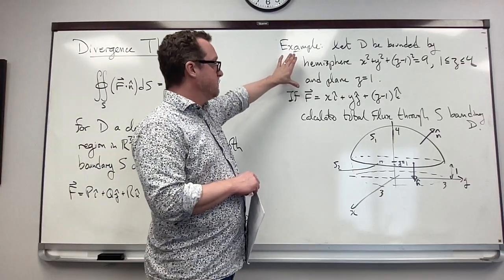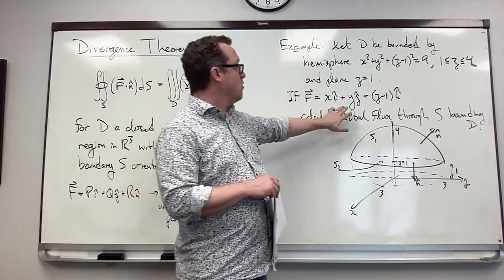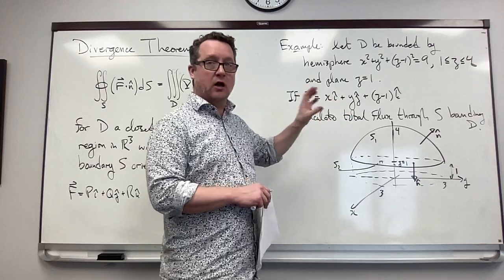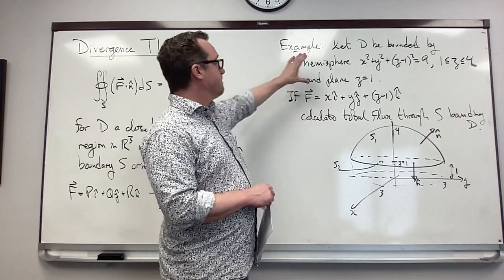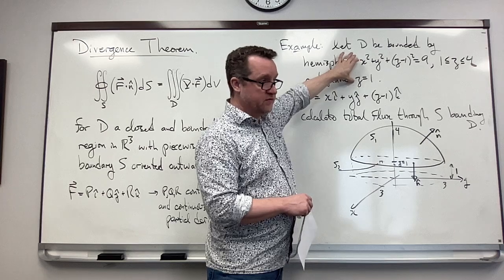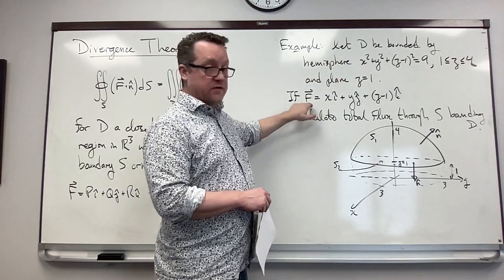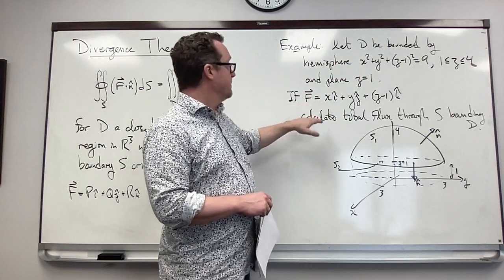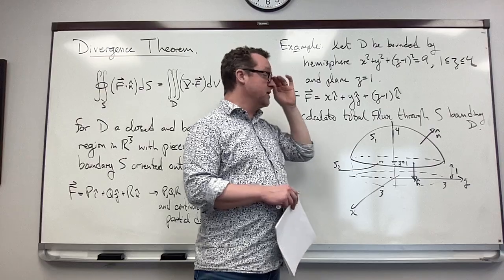Separately from this, and it's a little deceptive because it almost looks similar, but they are unrelated: separate from the surfaces, and thereby the definition of the volume, we have the vector field. The vector field happens to be x i plus y j plus (z minus 1) k.